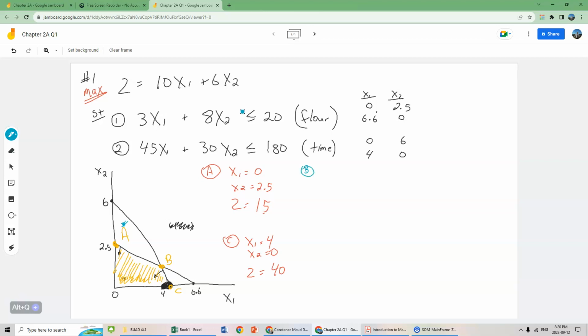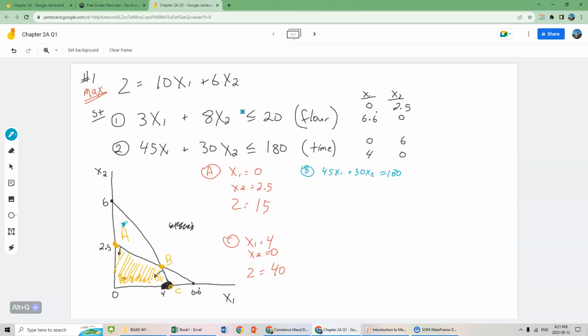We need to substitute in a value. We have two unknowns. We have two equations. So this is something we can do. It just takes a little bit of algebra. So here are the equations. What I'm going to do is rewrite equation 2: 45x1 plus 30x2, and we're going to set this equal to 180, because we know the solution is on that boundary line.